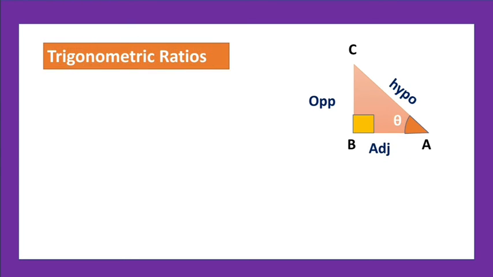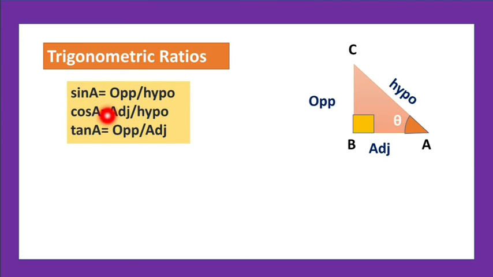Now recall the trigonometric ratios. First trigonometric ratio, that is sin A, is nothing but opposite by hypotenuse, cos A is equal to adjacent by hypotenuse, tan A is equal to opposite by adjacent. These are three important trigonometric ratios. When our problem is related to opposite and hypotenuse, then we have to choose the sine ratio. When our problem is related to adjacent and hypotenuse, then we have to choose the cos A ratio. When our problem is related to opposite and adjacent side, then we have to choose the tan ratio.